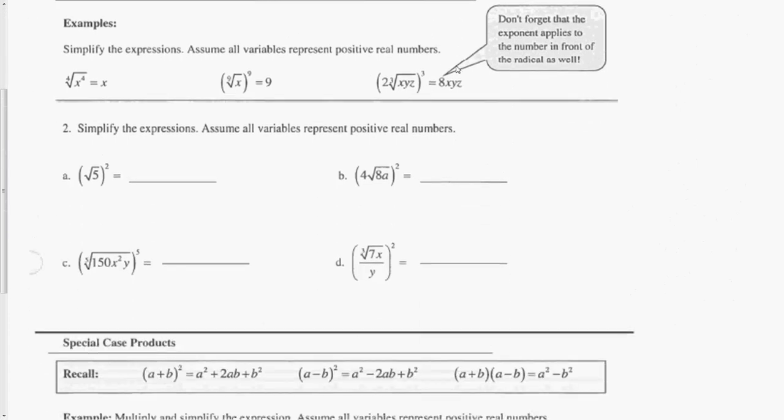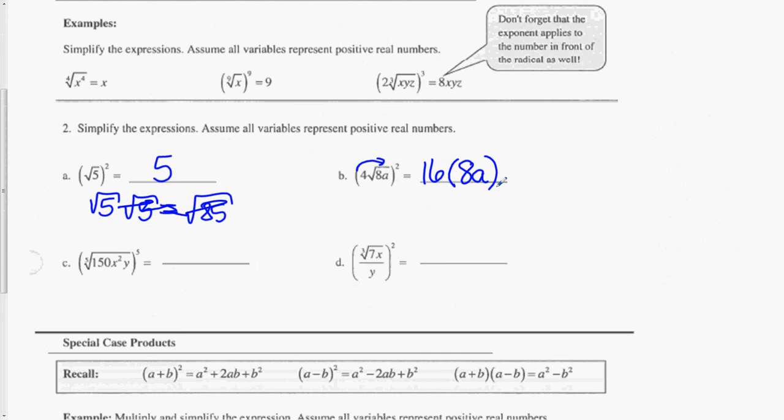If you multiply a square root times itself, for instance, this square root of 5 times itself, that's square root of 5 times square root of 5, which equals square root of 25, which equals 5. So a square root times itself just ends up popping out. If I have something like this 4 square root of 8a and I square the 4, that gives me 16. And then if I square the square root of 8a, the 8a pops out. So you're going to have something that looks kind of like that.